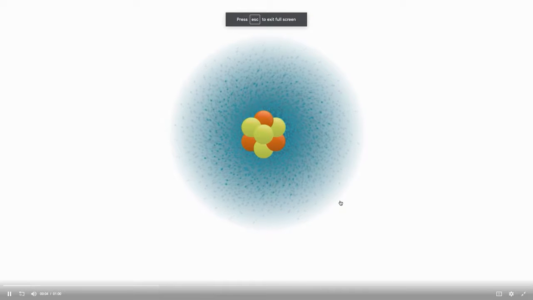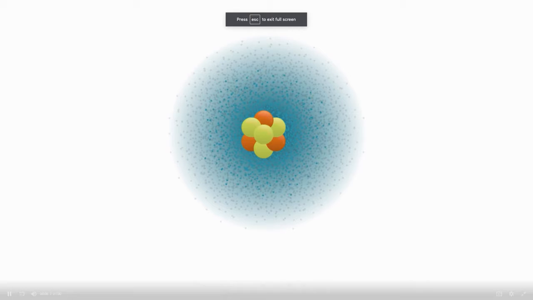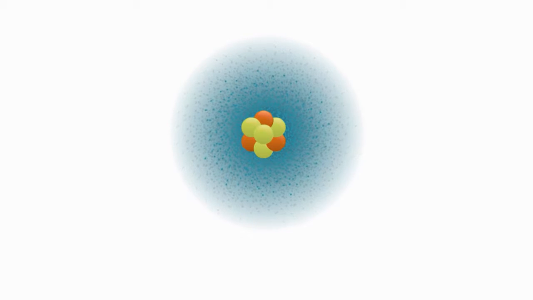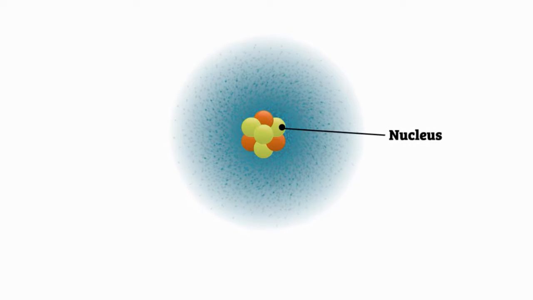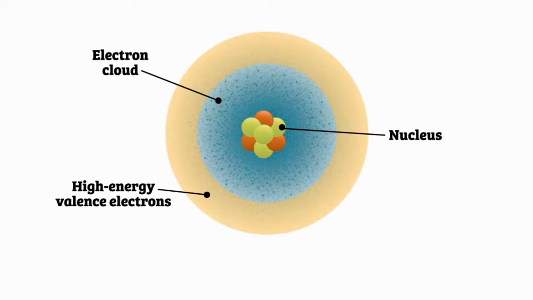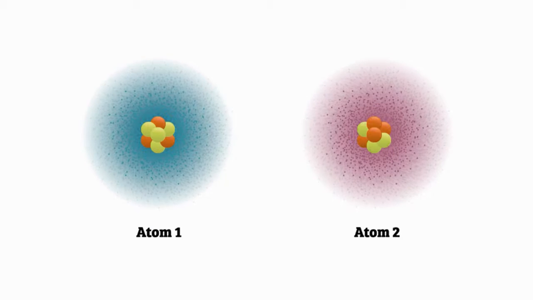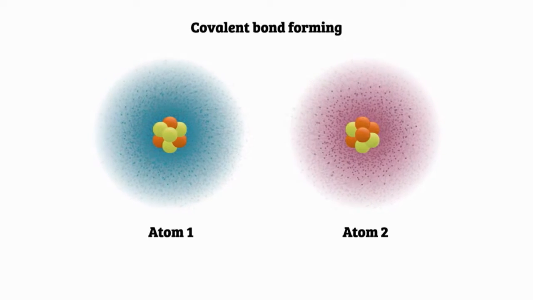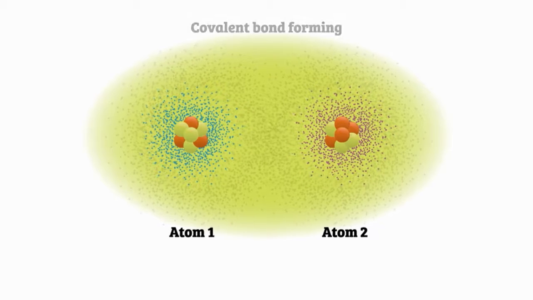In an individual atom, one that is not bonded to any other atom, all of the electrons are centered around the nucleus of that atom in what we often describe as an electron cloud. The high-energy valence electrons extend farther from the nucleus than the core electrons. When an atom is covalently bonded to another atom, its valence electrons interact with the other atom. Here you can see 2 atoms approaching each other. They're going to form a covalent bond.